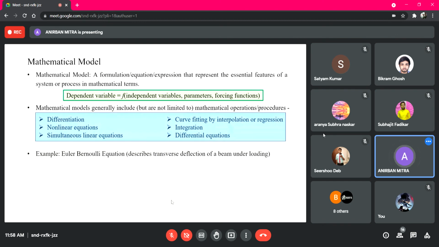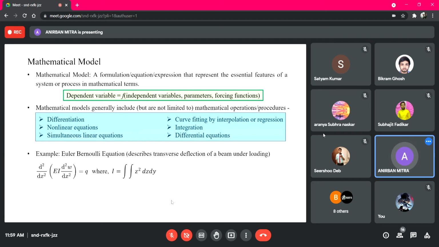The next example is more complicated. It's to do with Euler-Bernoulli equation, which describes the transverse deflection of a beam under loading. This is the equation. So you see that it is a differential equation, and it relates the beam deflection W with the external loading Q. Q could be anything. It could be a concentrated load, or it could be a distributed load, uniformly distributed load, or even a triangular load. It could be anything.